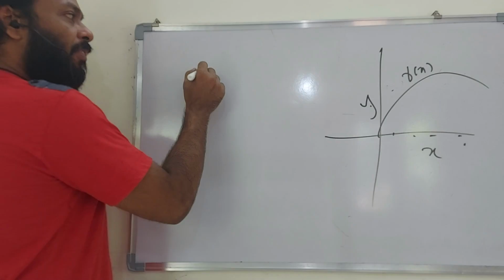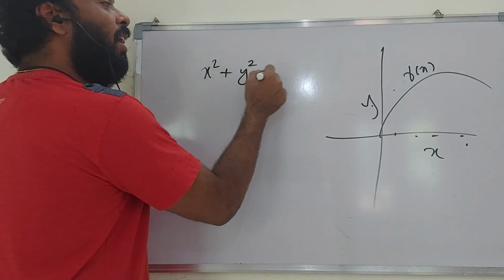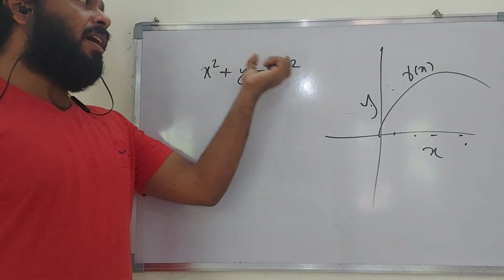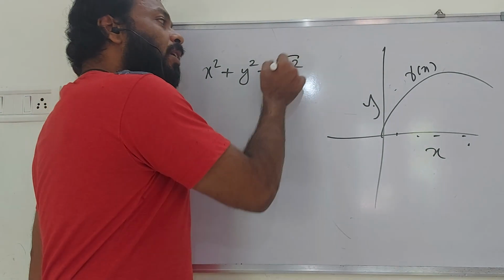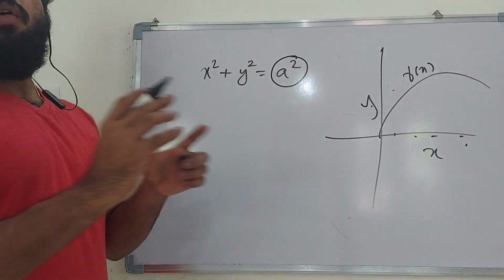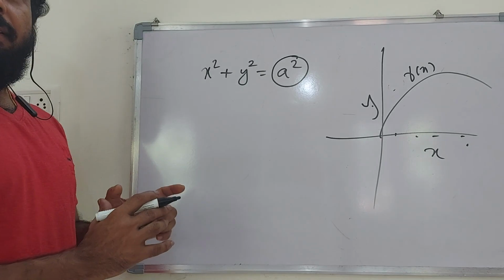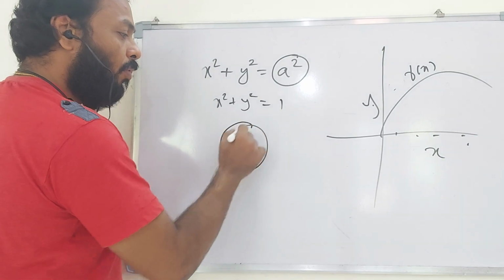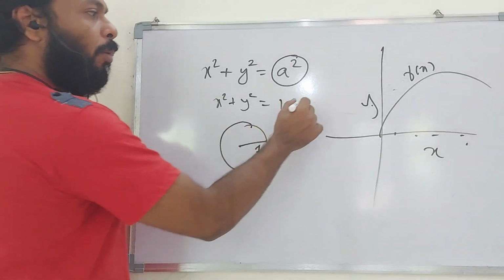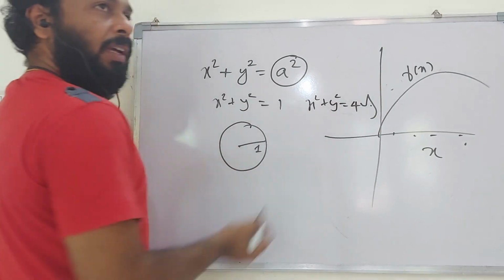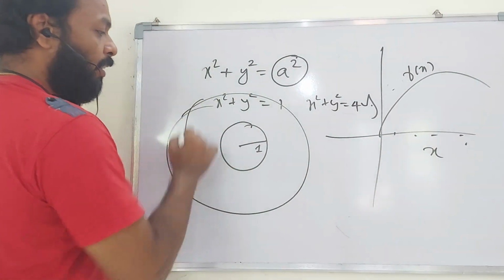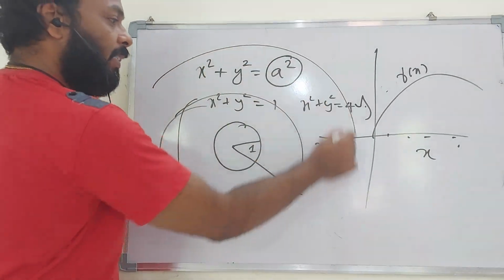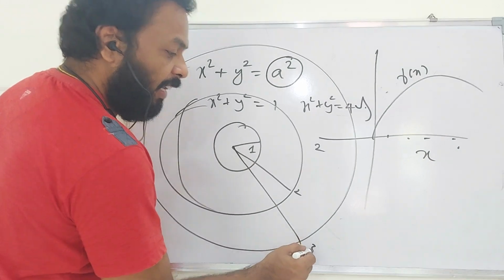We consider the equation x square plus y square equal to a square. We know it represents a circle with the center at the origin and radius a. Depending on the value of a, we get a family of circles, all having the same center. For example, x square plus y square equal to 1 represents a circle of radius 1. X square plus y square equal to 4 represents a circle with radius 2. X square plus y square equal to 9 represents a circle with radius 3.